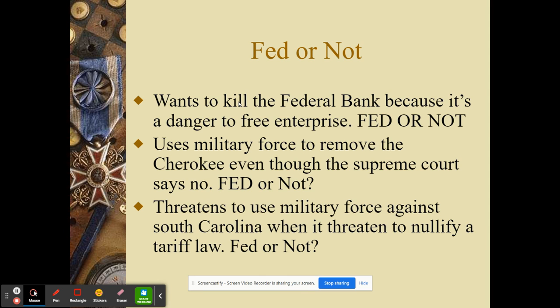Matter of fact, when he was interviewed later after he left office, a reporter asked Jackson what was the one thing he regretted, and he basically said, "I didn't get a chance to hang my vice president." So that would be an example of federalism, or the nullification itself is an example of anti-federalism. So like I said, folks, these are examples of how and why this is important.